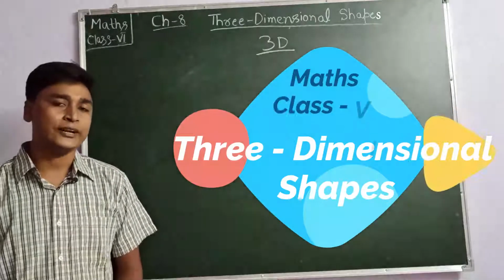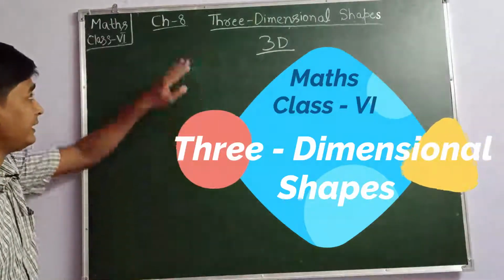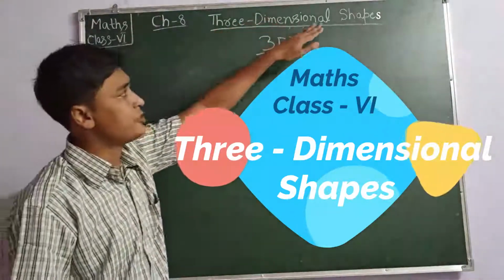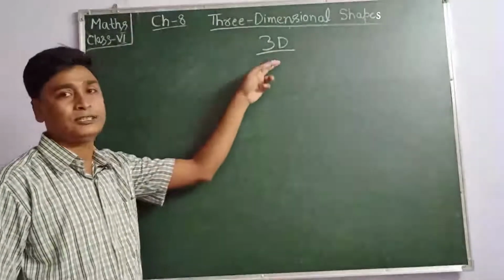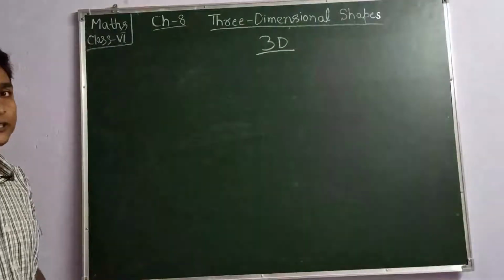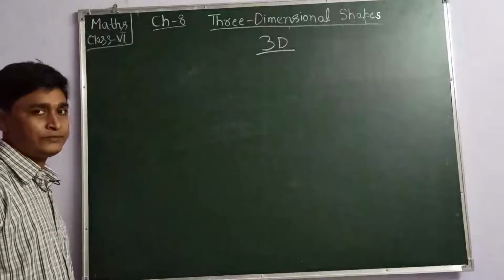Today we are going to start a new chapter. That is chapter number 8, three-dimensional shapes. Three-dimensional shapes are also called 3D shapes.